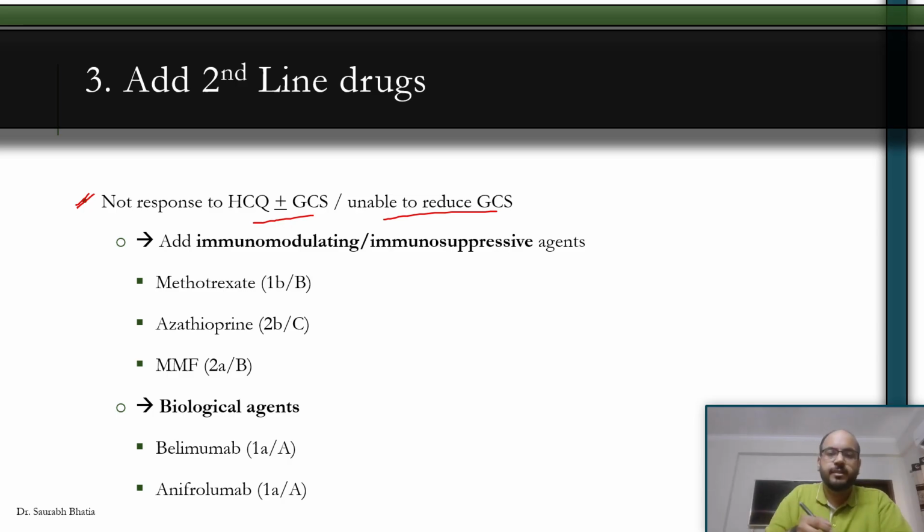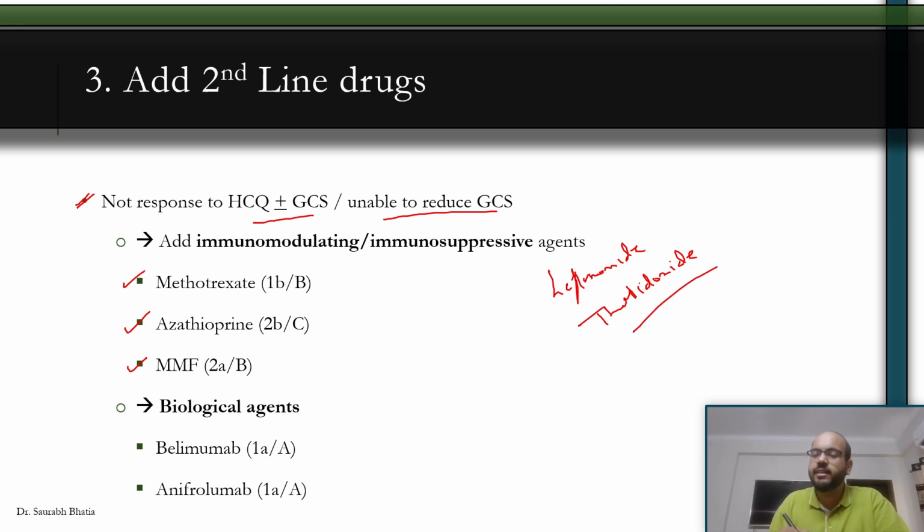Now, what are those other drugs? As per EULAR, the drugs recommended are methotrexate, azathioprine, and mycophenolate mofetil, because a lot of different kinds of studies are available comparing the efficacy of these drugs. Okay, there are other drugs, for example, leflunomide or thalidomide. These drugs have all been used and they significantly control disease activity, but you don't have as many comparative trials to recommend their usage. So the EULAR guideline focuses more on methotrexate, azathioprine, and mycophenolate mofetil.